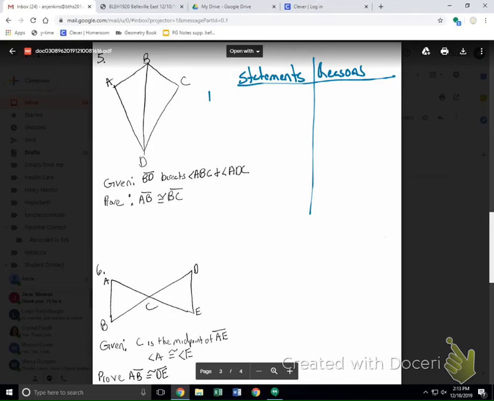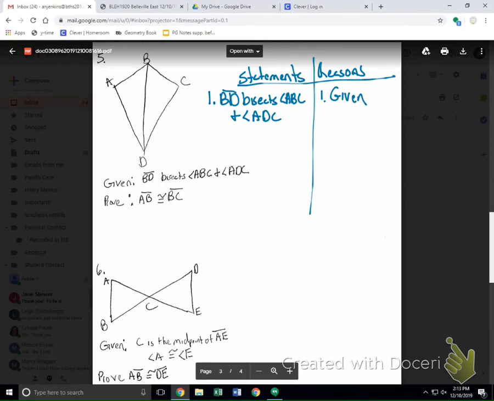Our first part is to state what we have. BD bisects angle ABC and angle ADC because it's given. That's the only thing given. What happens when we bisect something? It's split in half. It splits it into two congruent parts, right?